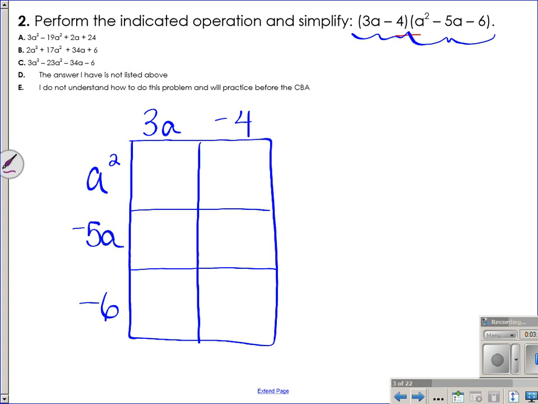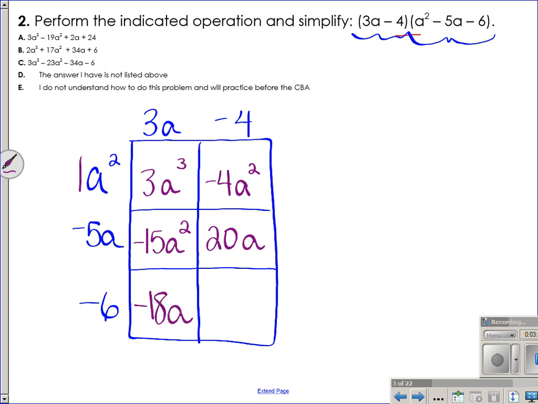So a squared times 3a, that's 3. This is an invisible 1, so 3. A squared times a is a cubed. Okay? 1a squared times negative 4 is negative 4a squared. 3a times negative 5a is negative 15. A times a is a squared. Negative 4 times negative 5a is positive 20a. 3a times negative 6 is negative 18a. And negative 4 times negative 6 is positive 24.